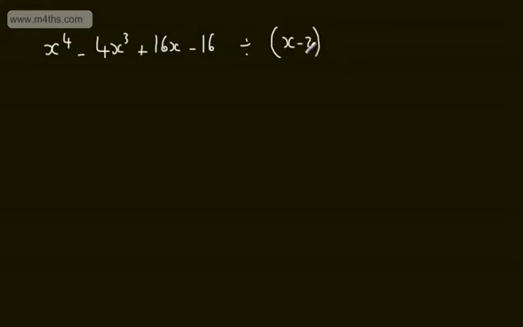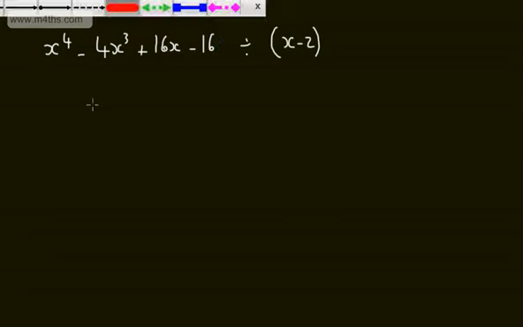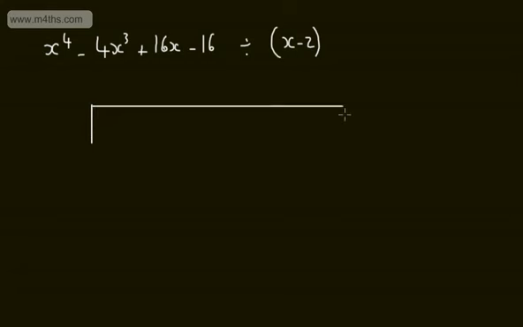Okay, the first thing I'm looking at now is the missing x squared term. I've got x to the fourth, x to the third, x, and then x to the 0, or the constant. So to make my work easier and not make any errors, I'm going to introduce now 0x squared. So what we're going to have then is our divisor, which is going to be x minus 2, and our dividend, which is going to be x to the fourth minus 4x cubed plus 0x squared plus 16x minus 16.